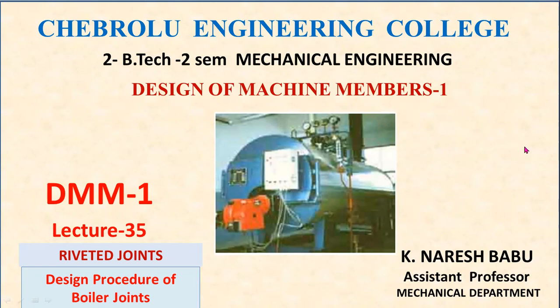In this session, I am going to explain the design procedure of boiler joints. It is related to riveted joints, Unit 3. This is the example figure for a boiler.